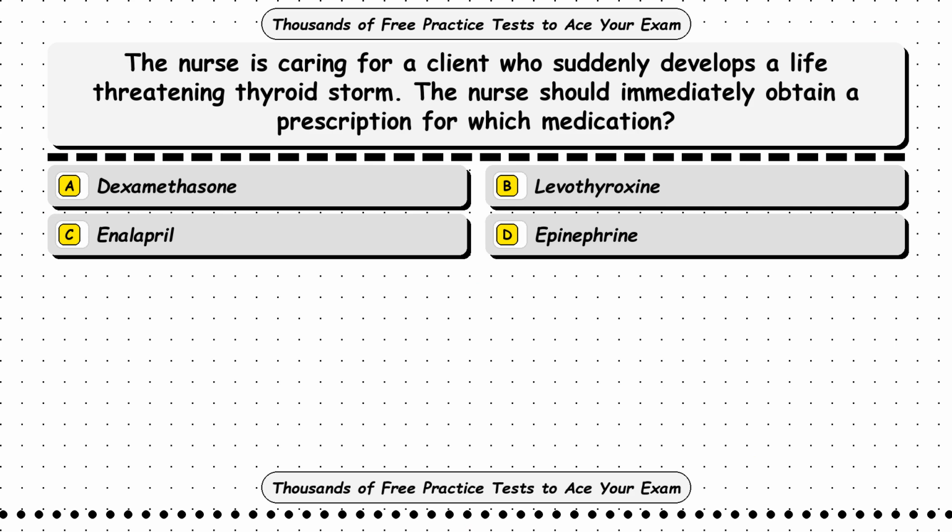Question 42. The nurse is caring for a client who suddenly develops a life-threatening thyroid storm. The nurse should immediately obtain a prescription for which medication? Option A. Dexamethasone. Option B. Levothyroxine. Option C. Enalapril. Option D. Epinephrine.